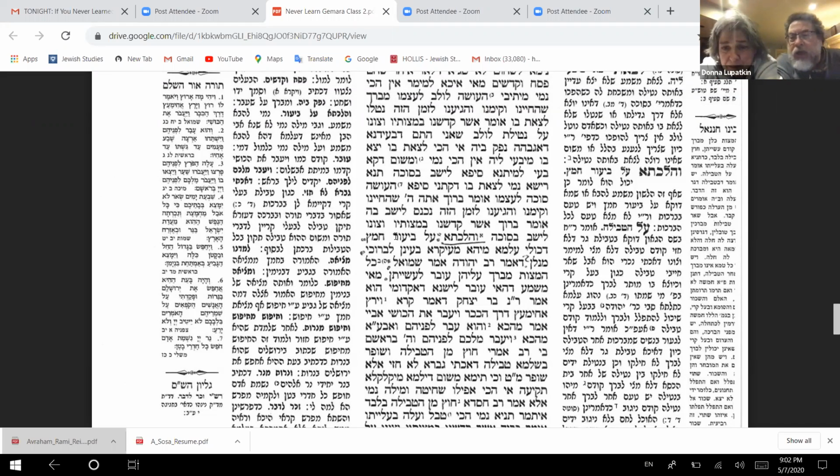That's the more correct language for bedikat chametz. Sorry, Richard, did you say something? Who's saying that? Excellent point. So it is the unnamed Gemara. The scholars would say that it will be very late, at the last stages of editing the Gemara, maybe even inserted after the close of the Gemara.